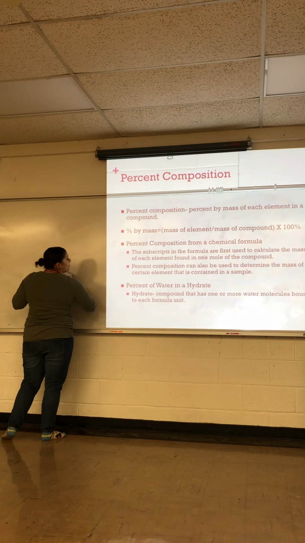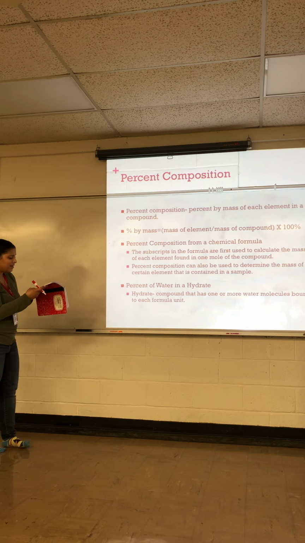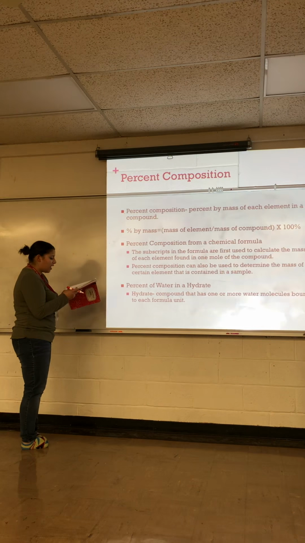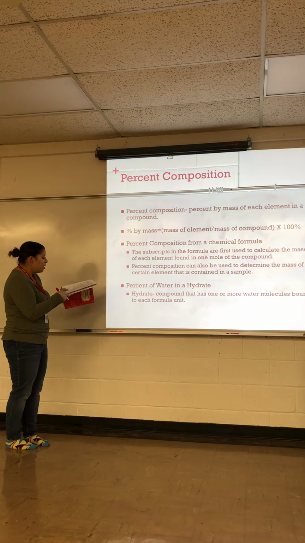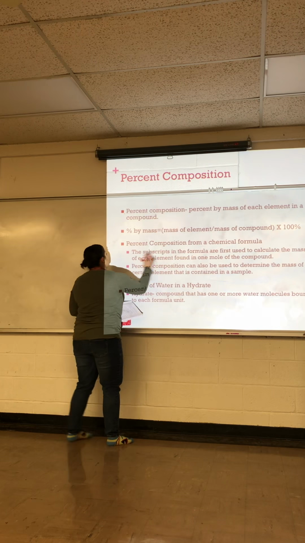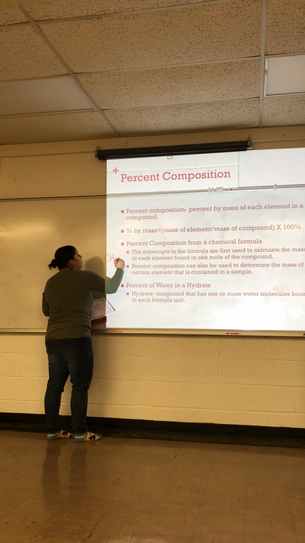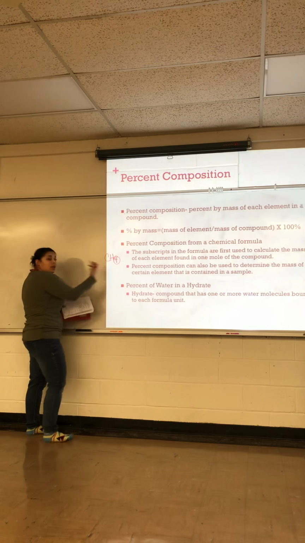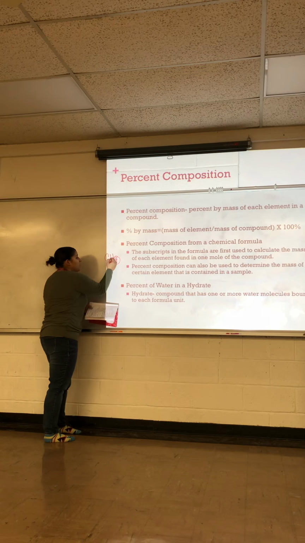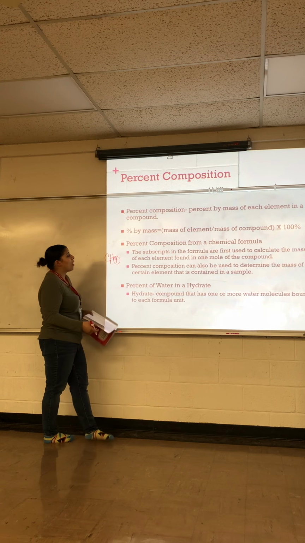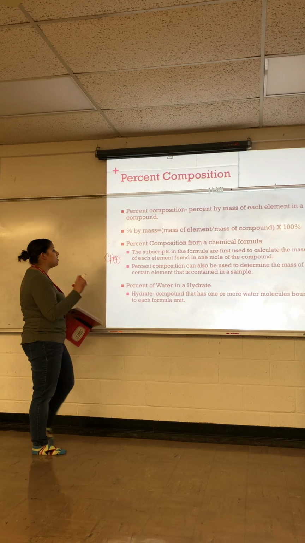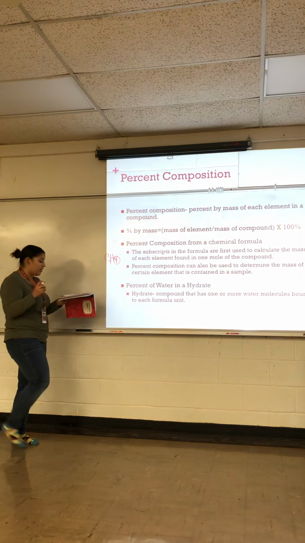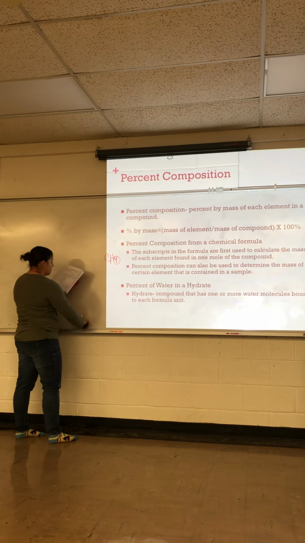And so you're probably thinking, well, what does she even mean by that? Subscripts in the formula are used to calculate the mass of each element found in 1 mole of the compound. So remember CH4, this is a subscript. C also has a subscript, you just don't see it. It would actually be C1H4. So the subscripts in the formula are first used to calculate the mass of each element found in 1 mole of the compound. I'm going to keep repeating that.